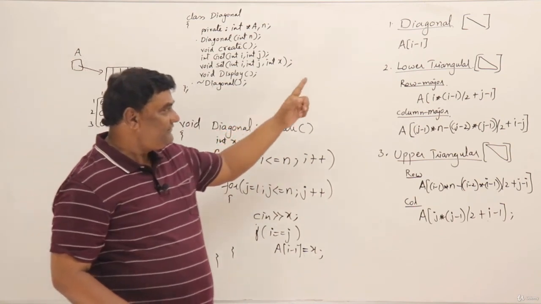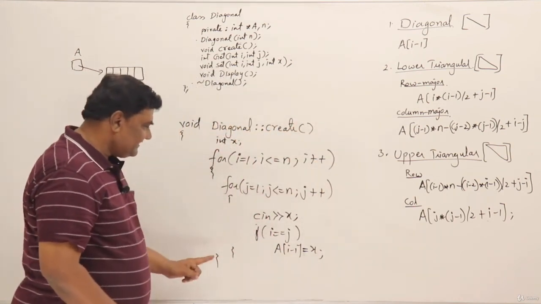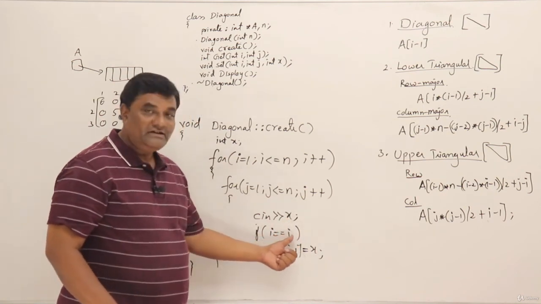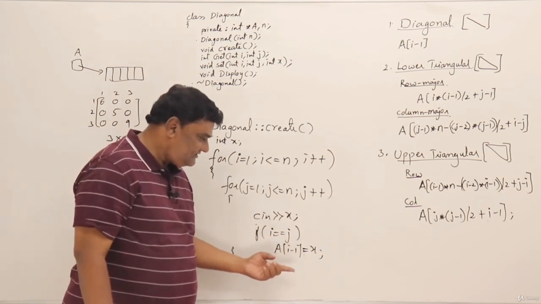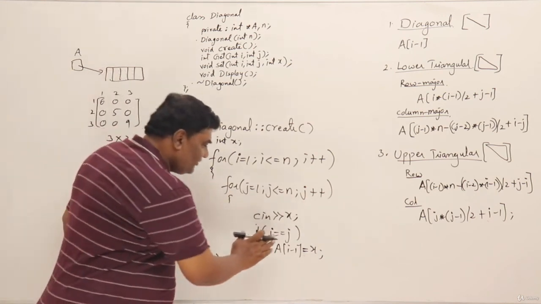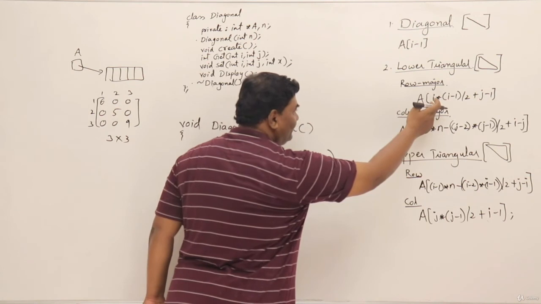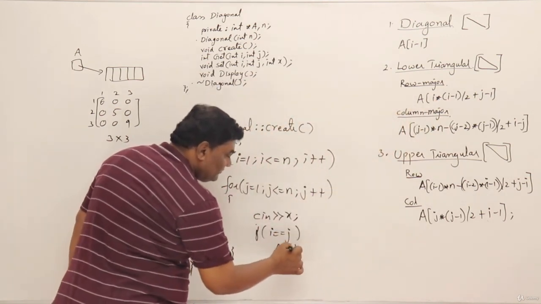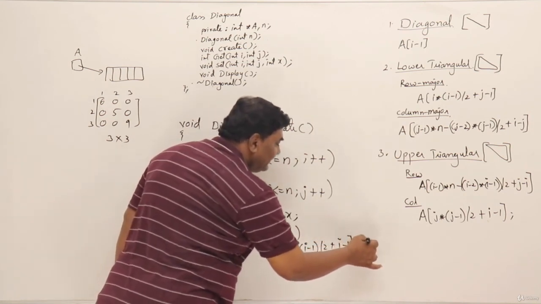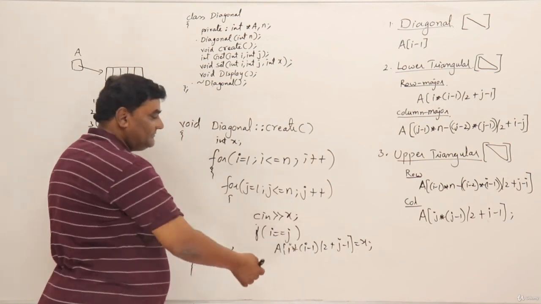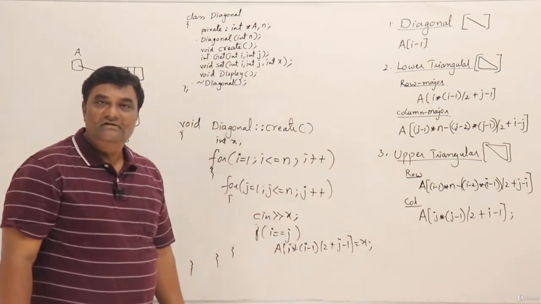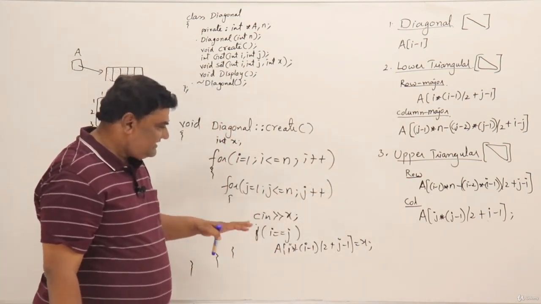If this create function is for lower triangular, then everything will be same. The element will be non-zero only if i is greater than or equal to j. So only say i greater than or equal to j, and here I should store the element where? In the formula. And what is the formula for a lower triangular matrix, row major formula? That is i into i minus 1 by 2 plus j minus 1, assign x. So I'm using the formula and storing the element. This is the row major formula of lower triangular matrix. That's it. So the code is same, only the formula changed.